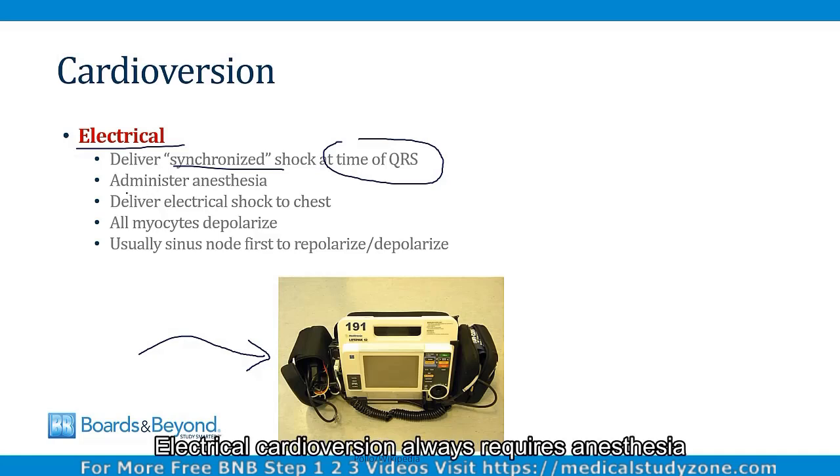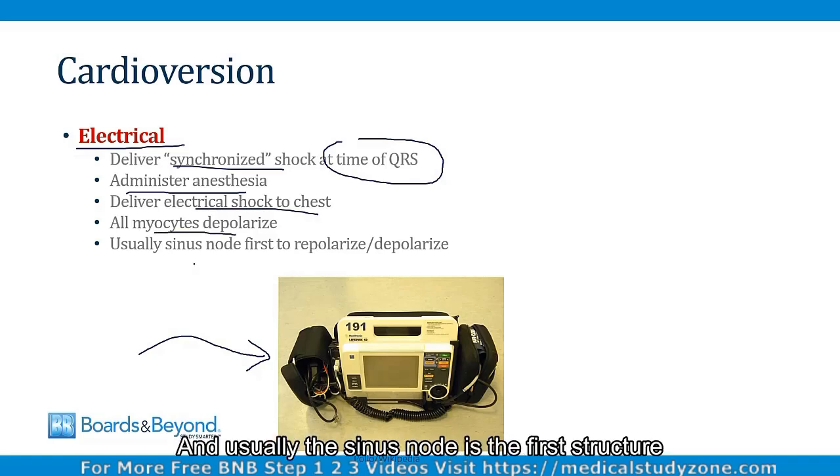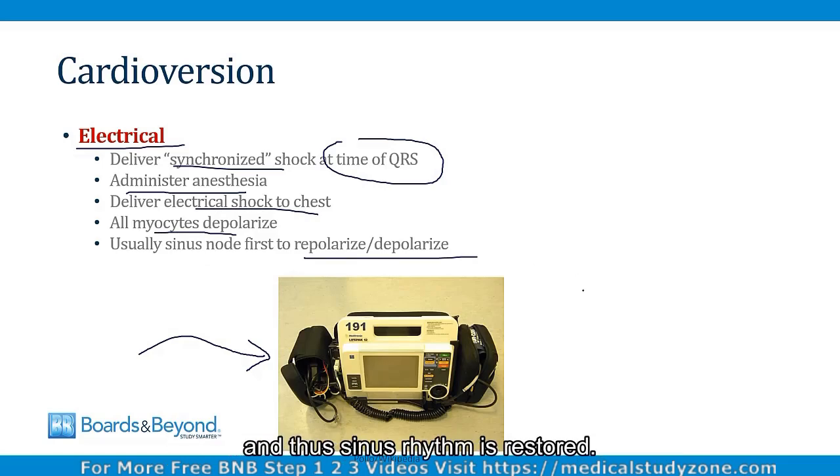Electrical cardioversion always requires anesthesia because it's very painful for the patient if they are awake. You deliver an electrical shock to the chest, all the myocytes depolarize, and usually the SA node is the first structure in the heart to begin repolarizing and depolarizing, and thus sinus rhythm is restored. And this works about 80% of the time or so. You deliver an electrical shock and patients convert to sinus rhythm.